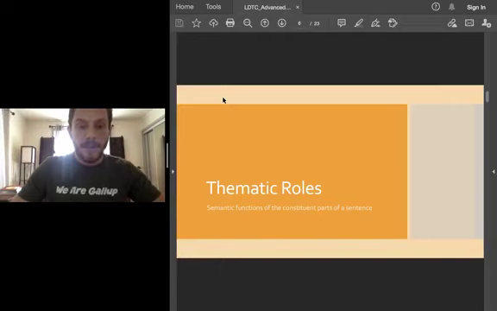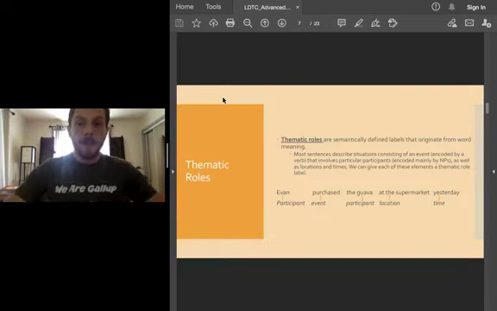Now, just a minute ago, I said that syntactic categories can't be identified based on their semantic properties, right? So what are we doing looking at the semantic functions of constituent parts of a sentence? That's a very good question, and it will become clear by the end of this section. So thematic roles, as we define them, are semantically defined labels that originate from word meaning. So with these, we are referring back to the meanings of words, and we have to do this in order to start taking preliminary steps towards syntactic description, and we'll see how that actually comes about.